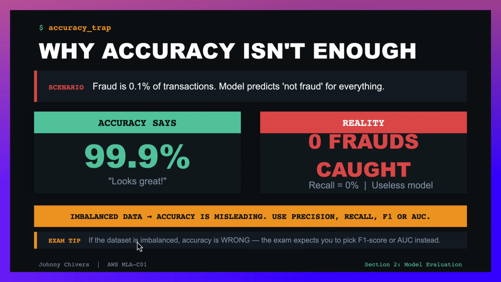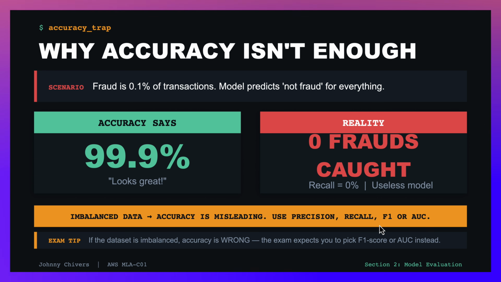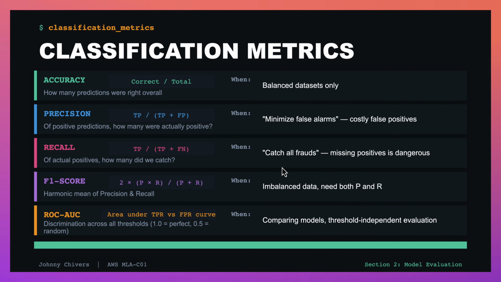Exam tip: if the data set is imbalanced, accuracy is wrong. The exam expects you to pick F1 score or area under the curve instead. And if you take a look at this next slide, I have laid out what you need to know. For the examination, you will need to know accuracy, precision, recall, F1 score, and area under curve. I actually do all of these in the demo code as well, so you'll be able to look then. But this is when you need to use them and what they're doing.